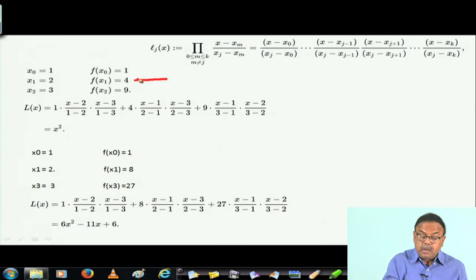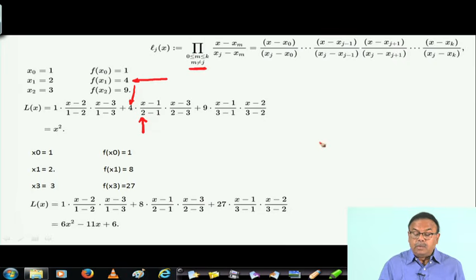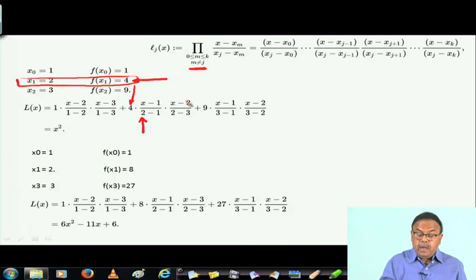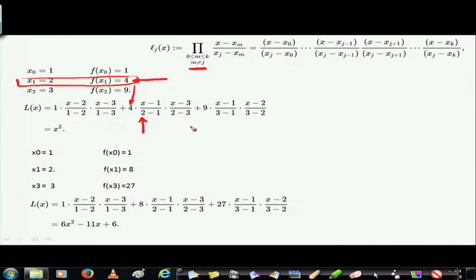Now, I am taking this one. So, it is 4, and in that case I will leave out 2, my x j is now 2. So, x minus 1, I will not take x minus 2 here, because look at this, m not equal to j. So, for the other x's, I have selected this row. So, I will only concentrate on the other rows: x minus 1 divided by 2 minus 1, into x minus 3, the other row, divided by 2 minus 3.